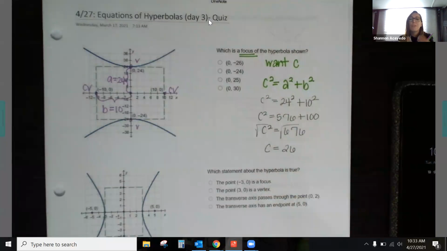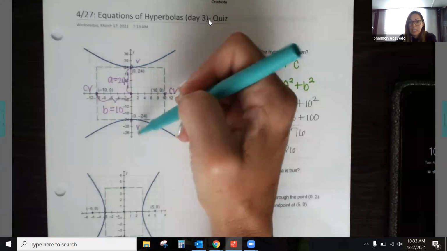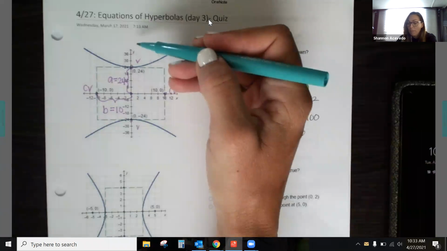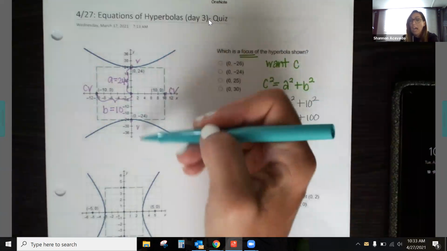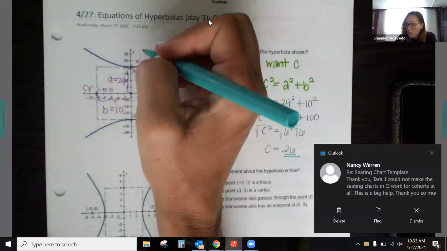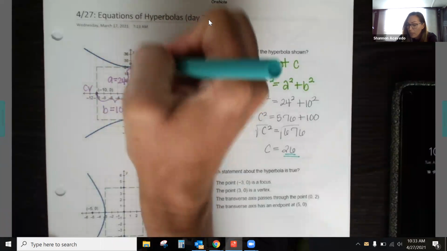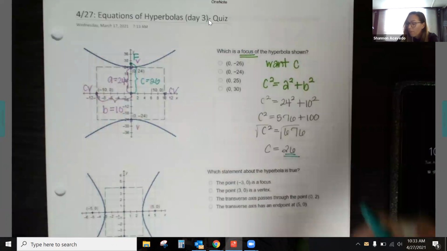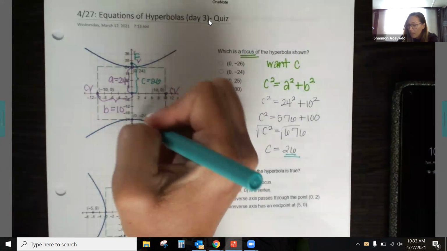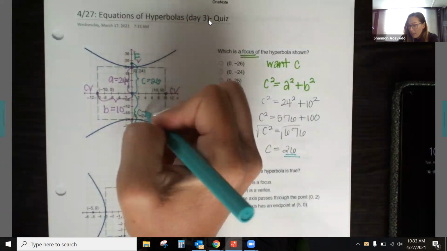Again, it doesn't tell me exactly what my foci are, but I can easily figure that part out because my focus is always going to be inside the hyperbola. So I know I'm going to have a focus up here and a focus down here, and that distance is going to be 26 from my center. So I go up here to 26. This is my value of C equal to 26, so this point here is a focus. If I go down 26, there's my other focus.